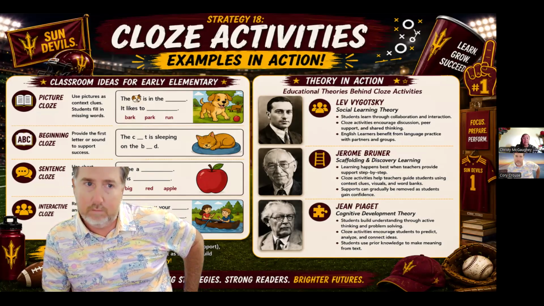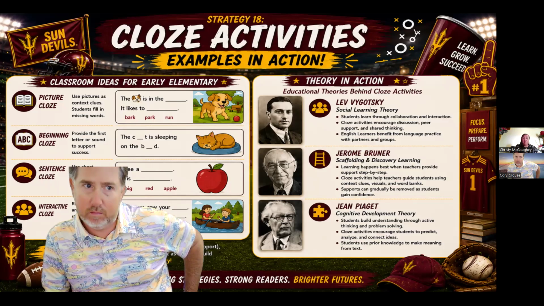So in this, we have a practice sheet. It has pictures, and you also have a word bank at the very bottom. So we use pictures as context clues. Students fill in the missing word. On the first part where it says picture cloze, you have a picture of the dog as the blank, and then it reads "it likes to blank." So they would have to figure out which word goes in the first sentence, which is bark, park, or run.